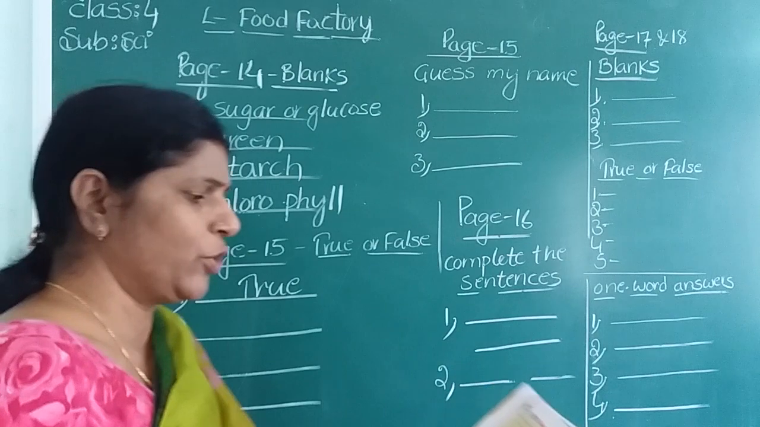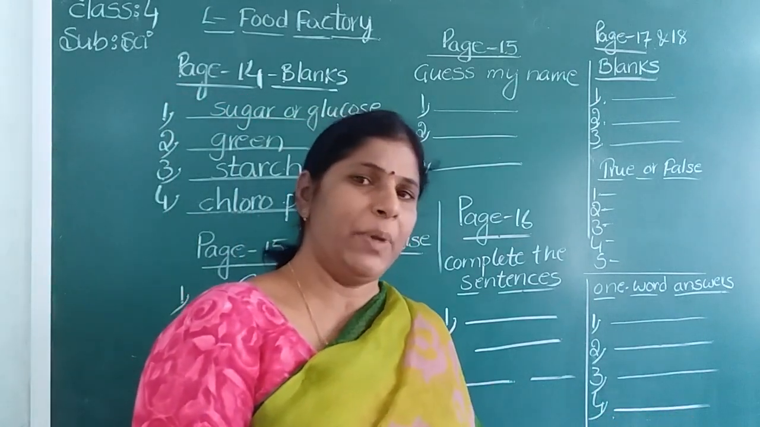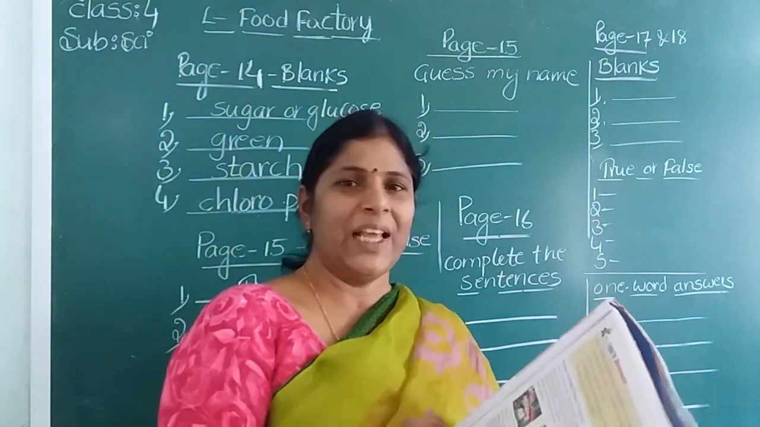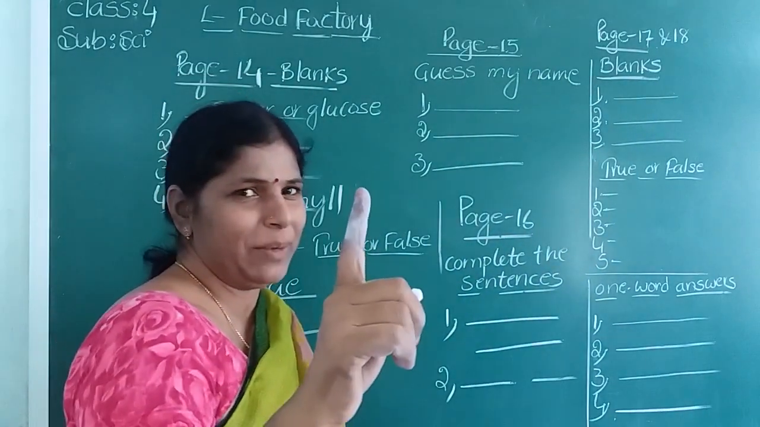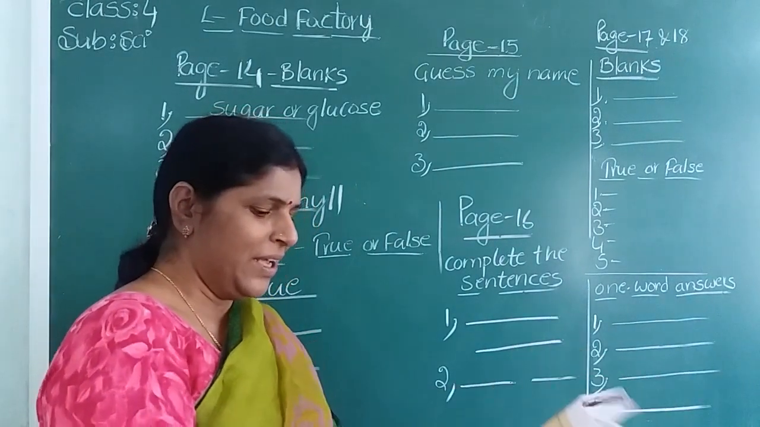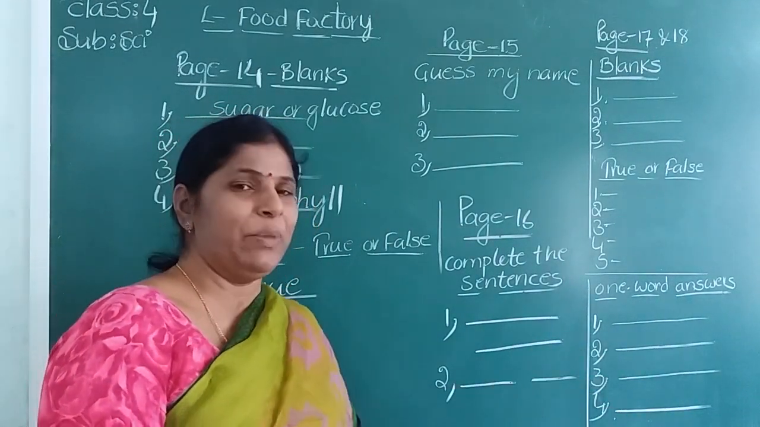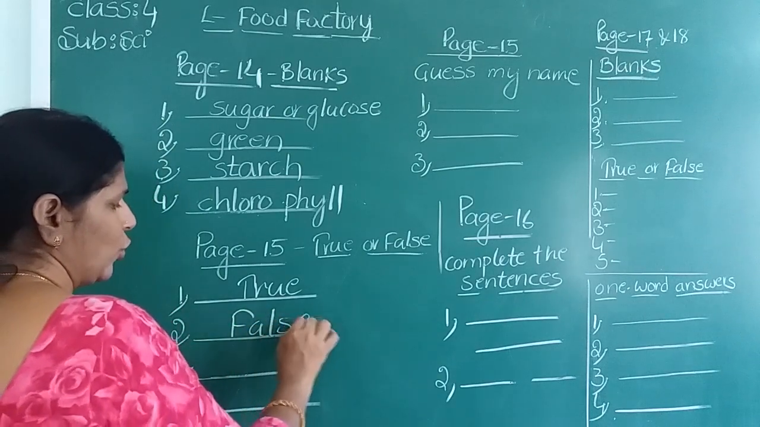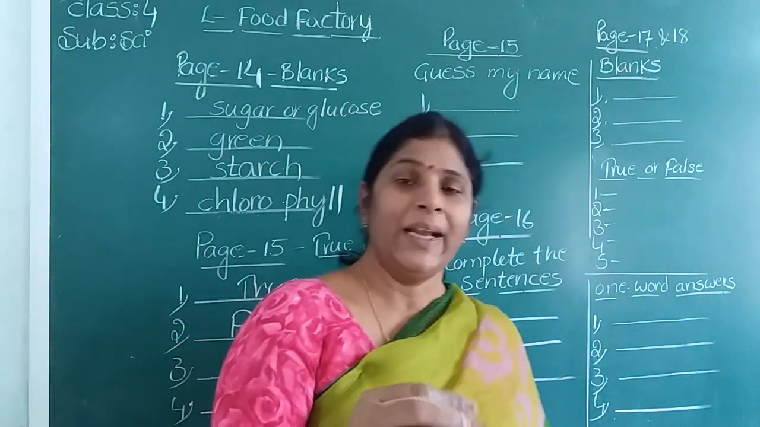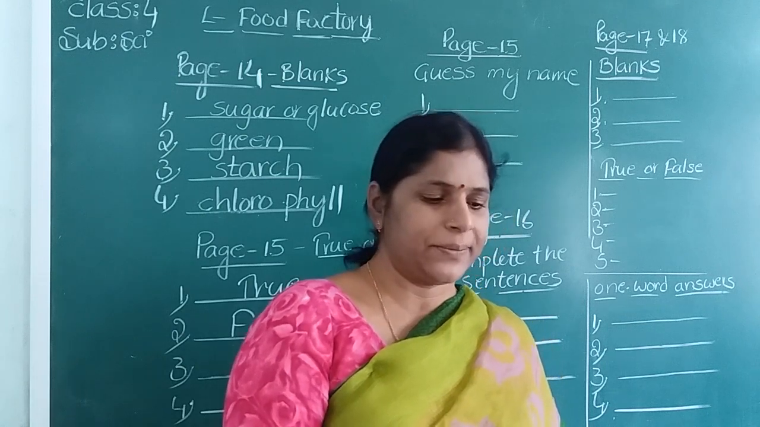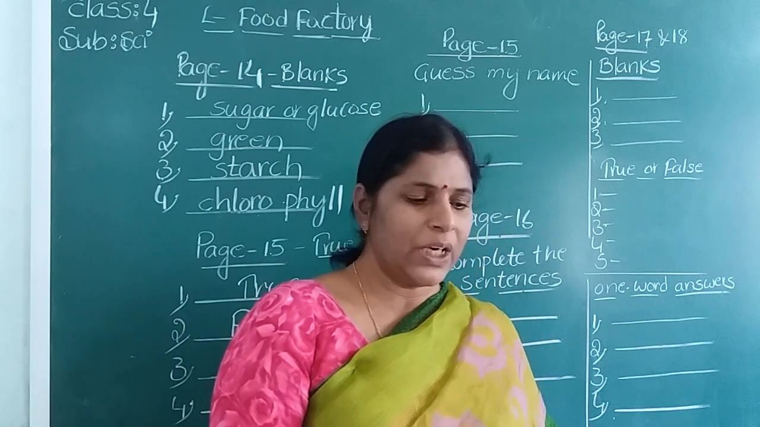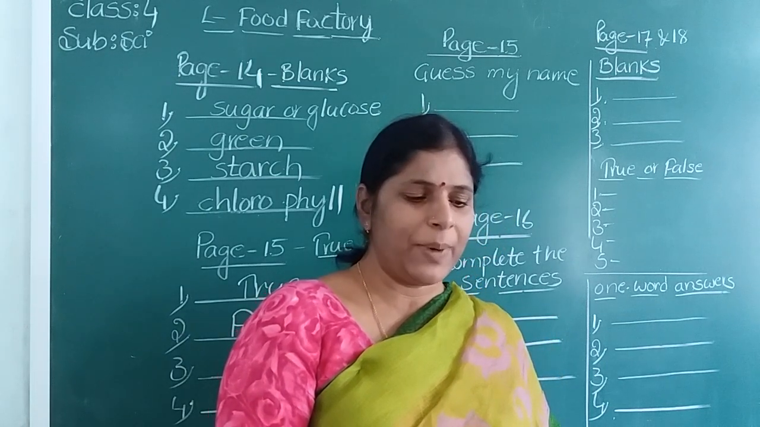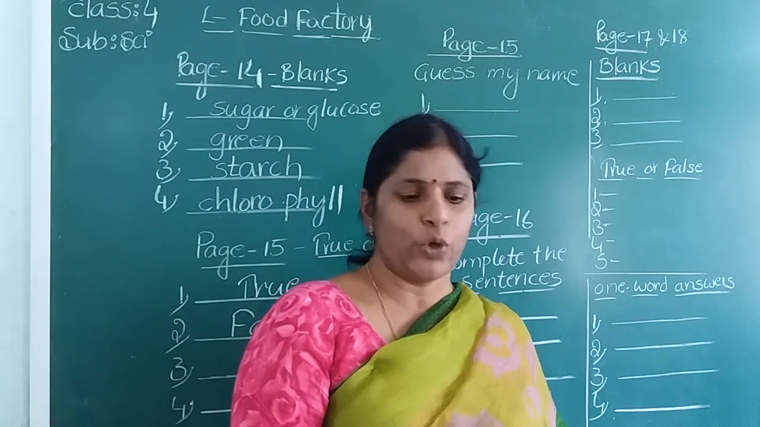Now the next question. The leaf has many main veins. How many main veins does the leaf have? Only one main vein, but here they have given many main veins. That's why this is false. The others are side veins.